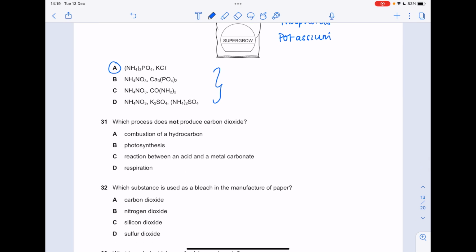Which process does not produce carbon dioxide? Combustion of a hydrocarbon definitely does. It produces carbon dioxide and water if it's complete combustion. Photosynthesis, remember, produces oxygen and glucose. So that's why it's actually the correct answer, because it does not produce carbon dioxide, it uses it.